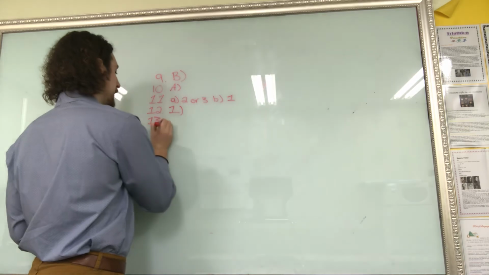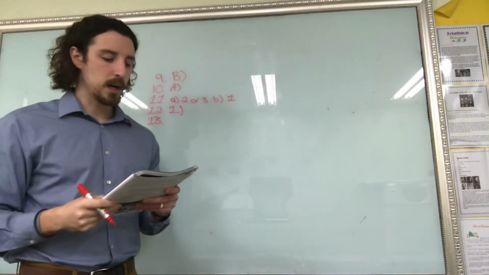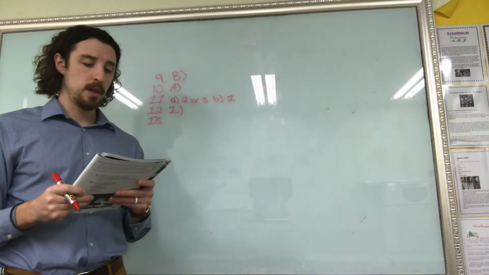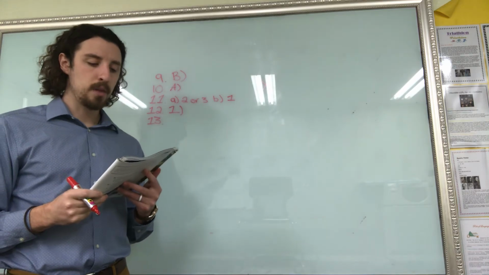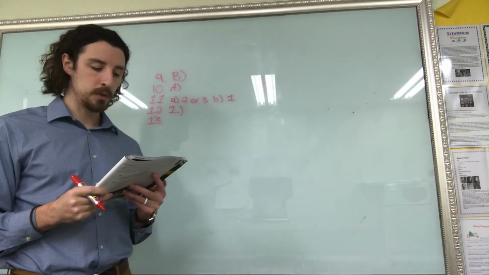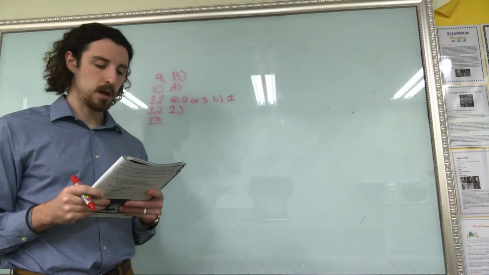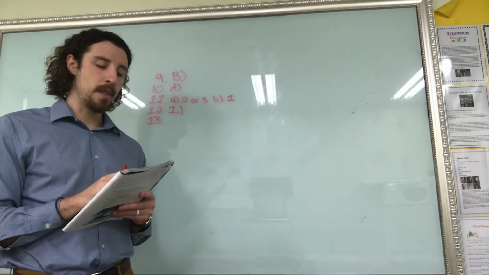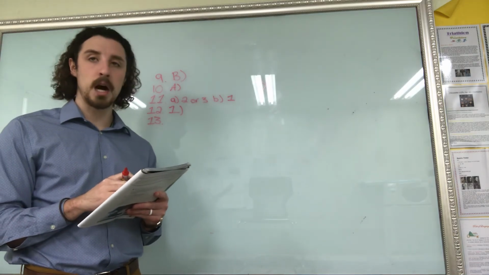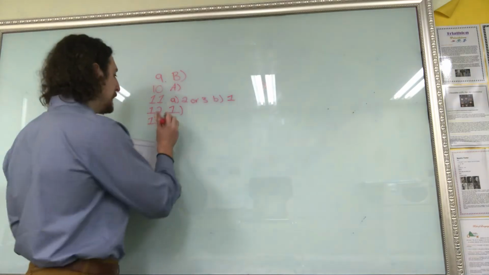Question 13. A gun's owner is the person who used the gun, the person that the gun belongs to, the person who found the gun. So for number 13, the owner is the person that the gun belongs to, so B.